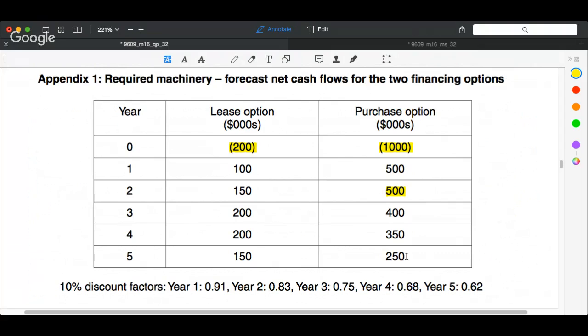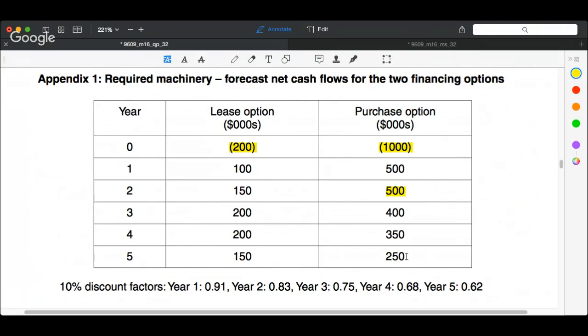No, I don't think that's what it's saying. It's saying it's going to cost you £1,000. In year one, you're going to spend 500 of it. Year two, another 500 of it. I don't know. No, it's discounted.